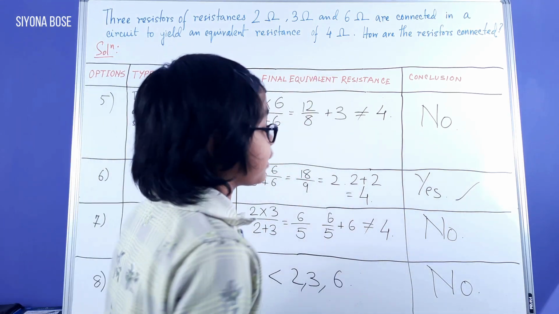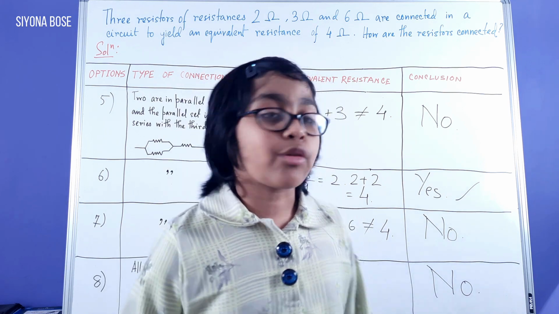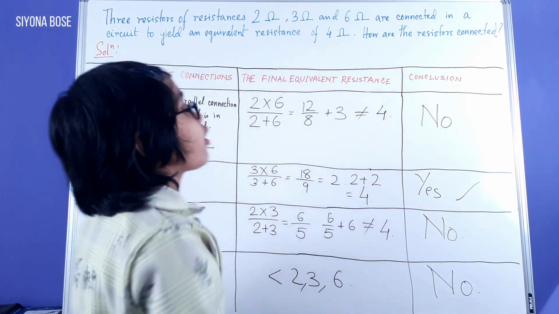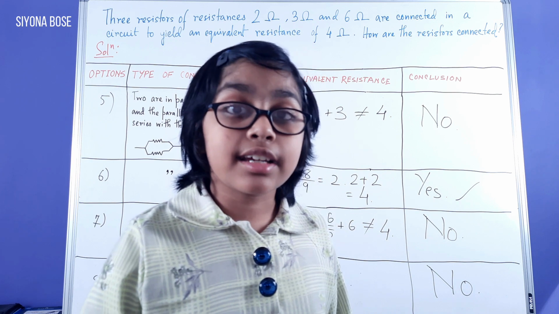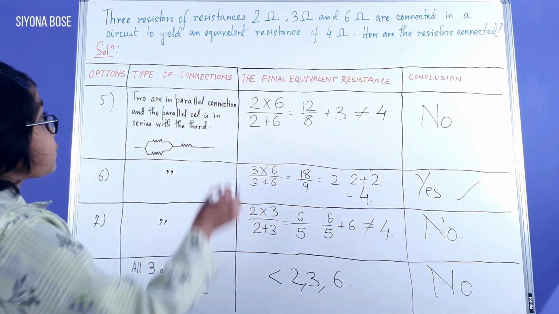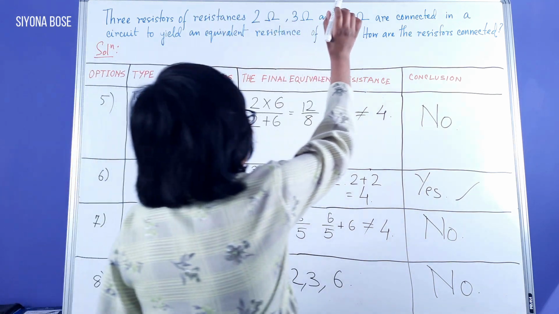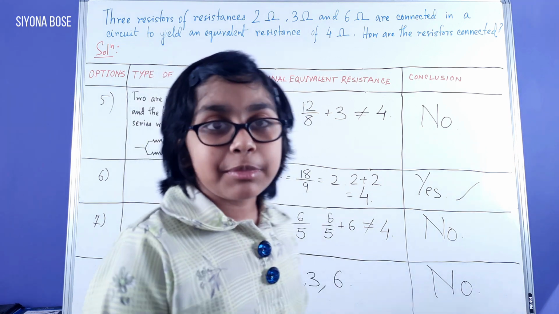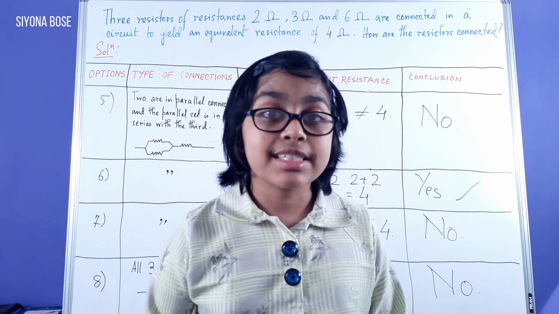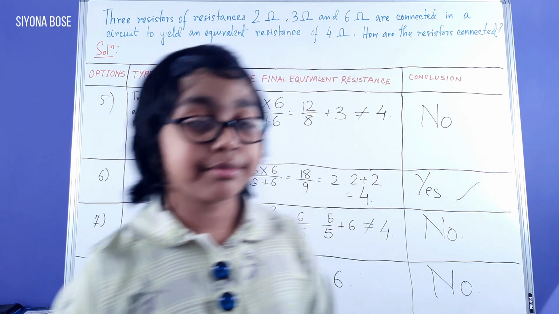Number 6 possibility is our ideal connection for the resistors to get 4 ohms of equivalent resistance in a connection of resistors with resistances 2 ohms, 3 ohms, and 6 ohms. And now I'm giving you a few moments to look at the board so that you can clear your concept.